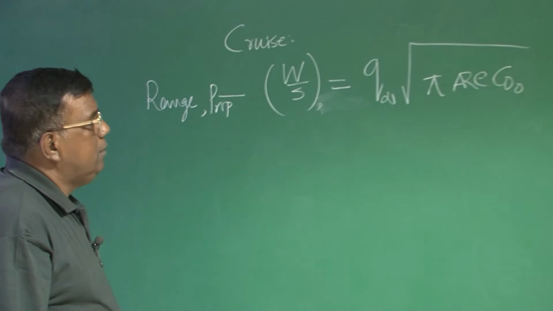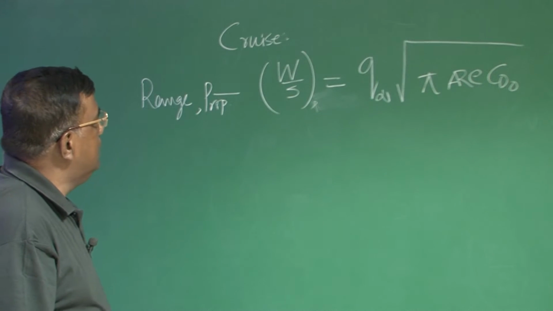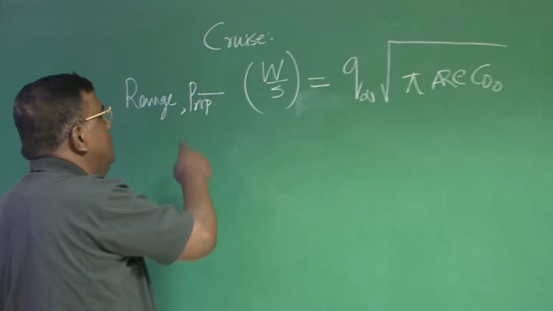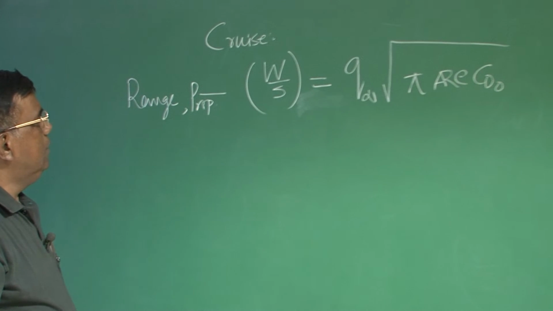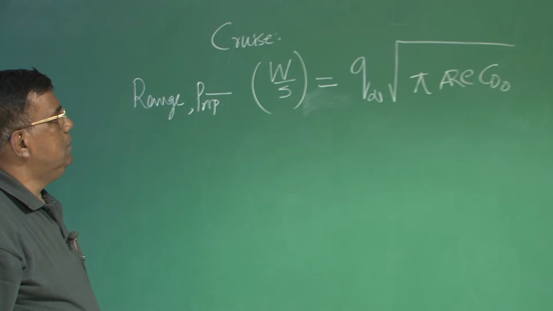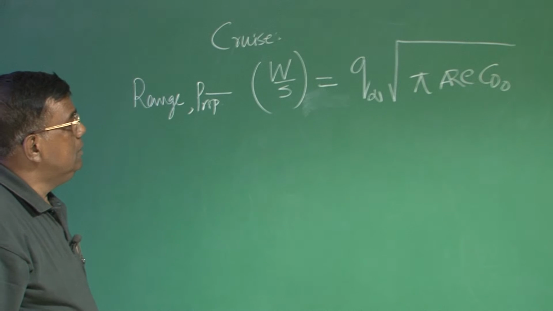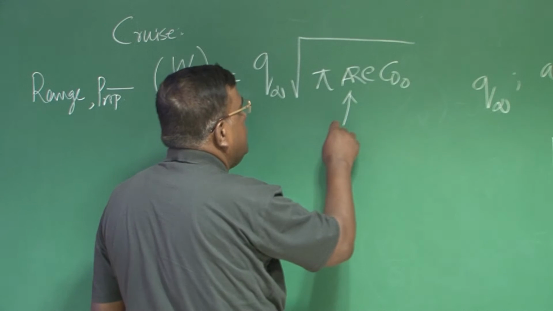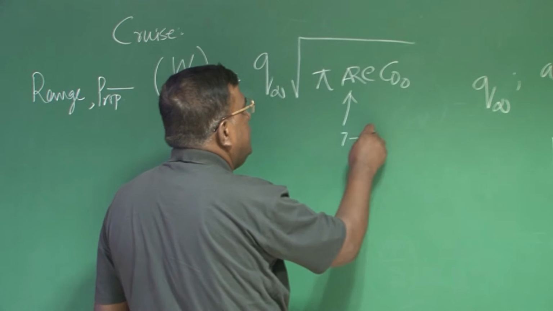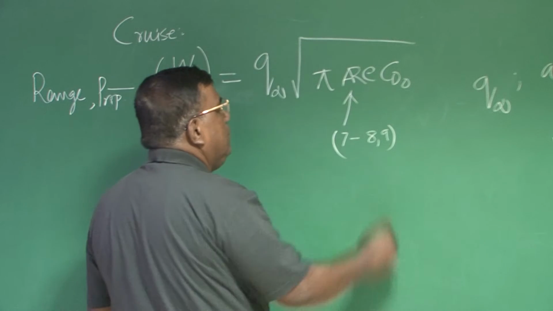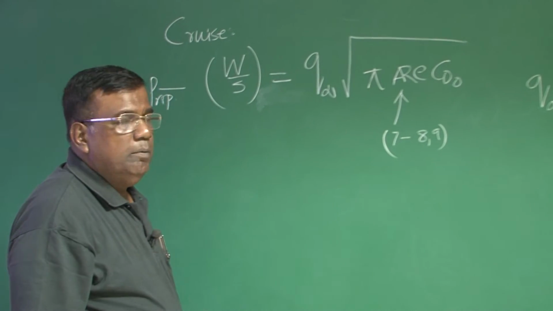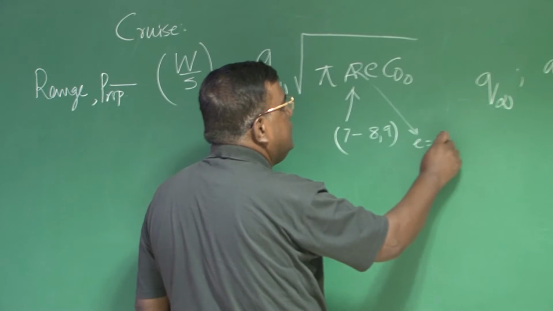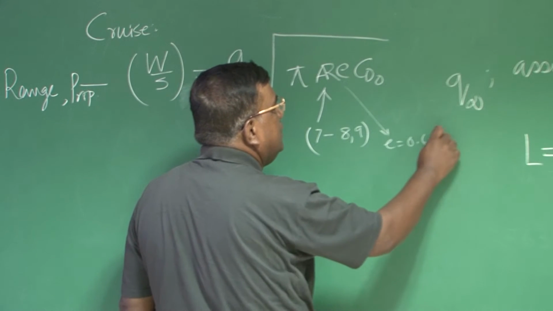Also think you are conceptualizing a design and you want to know what W by S I should keep to maintain best range. At this stage, you have a fairly good idea about what aspect ratio you are looking for, maybe 7 to 8 or 9. You have already done a preliminary estimation. E, it is better to take E as 0.6 to 0.8 or 0.7.